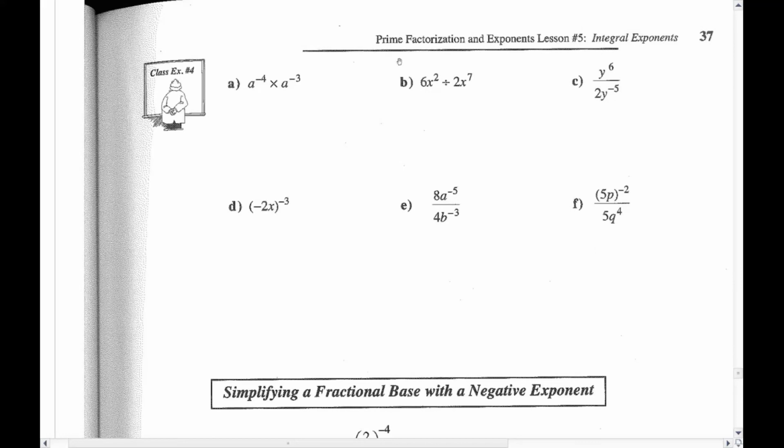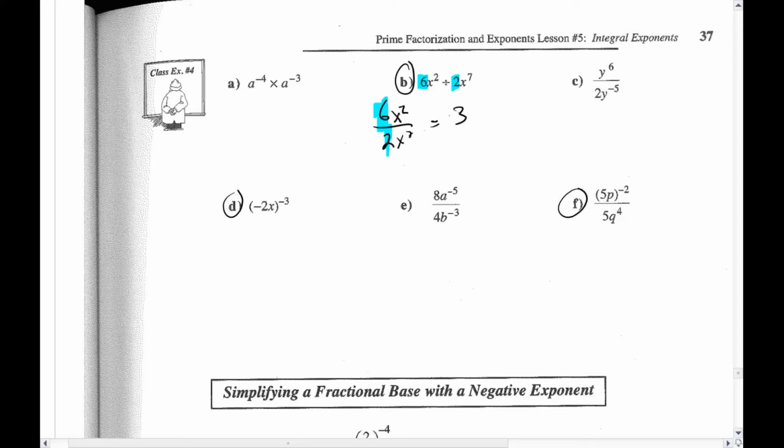Let's do B, D, and F. How about that? Okay, so we have 6x squared divided by 2x to the power of 7. So the first thing we want to deal with is the coefficient, we have 6 divided by 2. We know what that is. If it's easier for you, I like to do it 6x squared over 2x to the 7. It just makes it easier for my brain to work because now I see that I'm going to go 6 divided by 2, and 6 divided by 2 is 3.